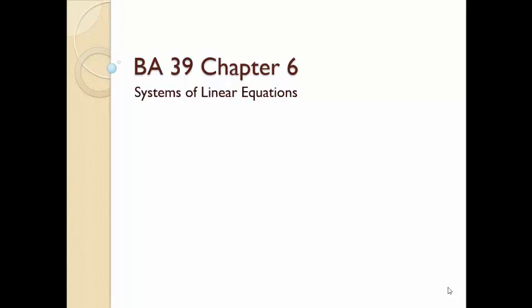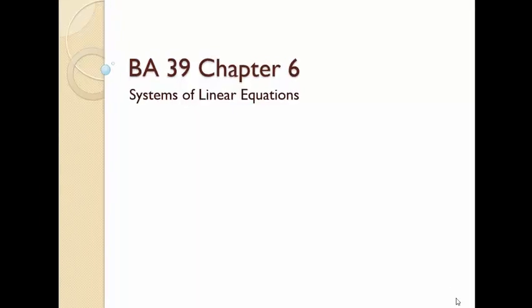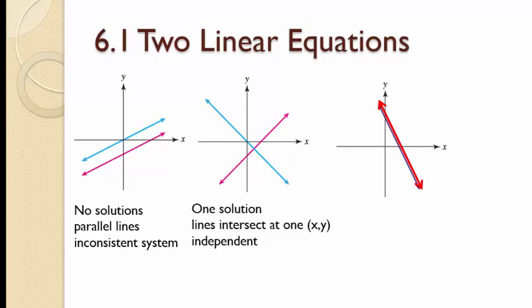Hi class! In this video I'm going to cover chapter 6.1 and 6.2, how to solve systems of linear equations that have two variables and also three variables. So first we'll look at two linear equations. When we have two equations and two unknowns, those unknowns being x and y, the graphs look like two lines. Those two lines can do one of three things.